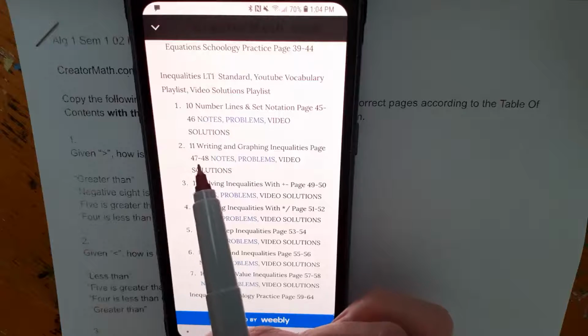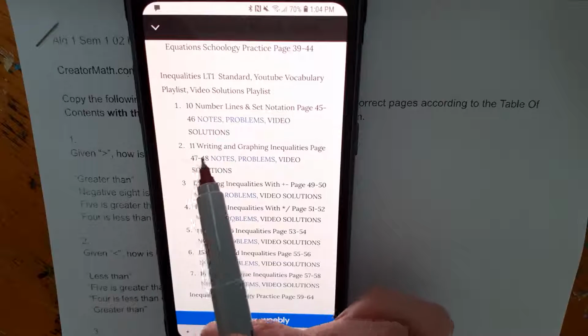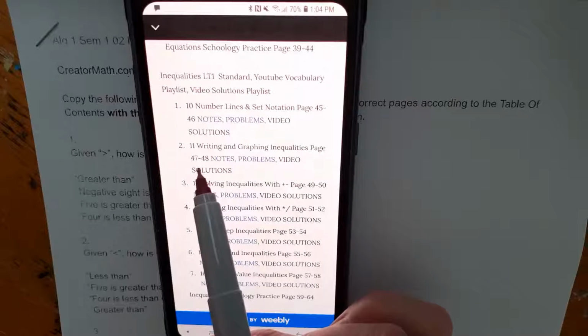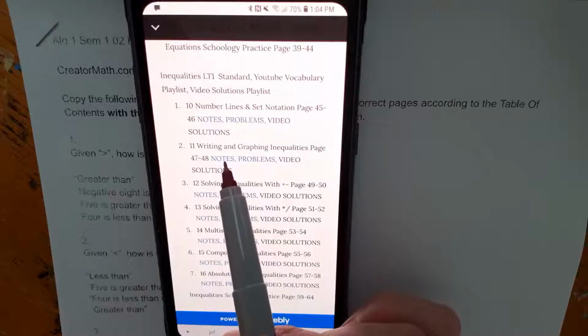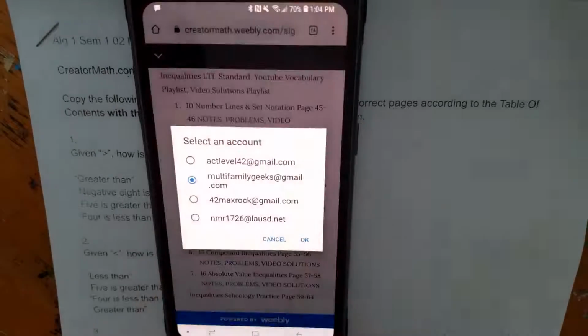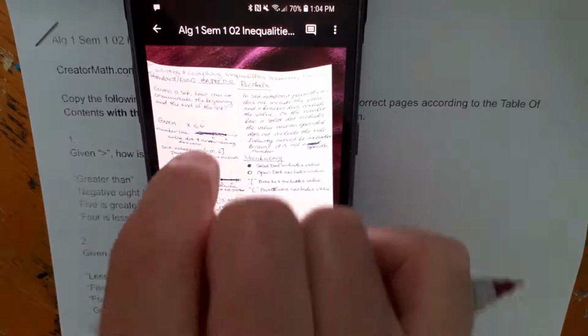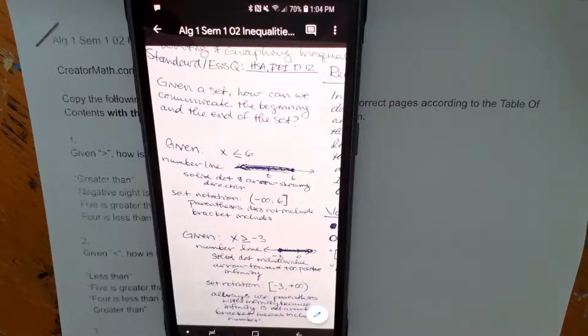Please do not take this video's word for it, but go back and look at the original table of contents, because by the time you view this video, these page numbers probably will have changed. The notes are here in this link, then problems and the video solution will be here. So we're going to open the notes. Sometimes it takes me twice to open. Okay, that one loaded. And what you're able to do is enlarge it and take a look at the examples.